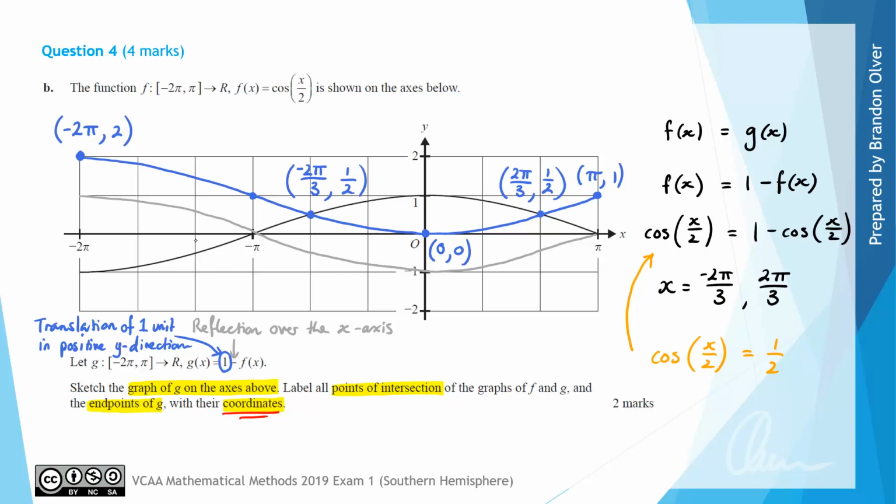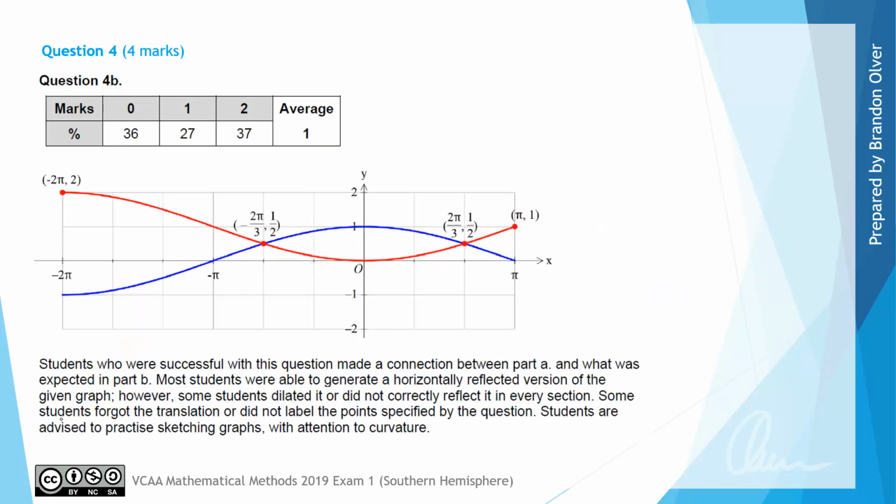So now that we've got that blue graph sketched, which is the graph of g of x, we just erase the grey graph, which was part of our working essentially, and that will be the full answer that was required for this question, with the endpoints labelled, as well as the points of intersection, which is what the question required us to do. From the examiner's report, we can see that 37% of students got this question fully correct, and nearly the same percentage didn't get any marks for this question.